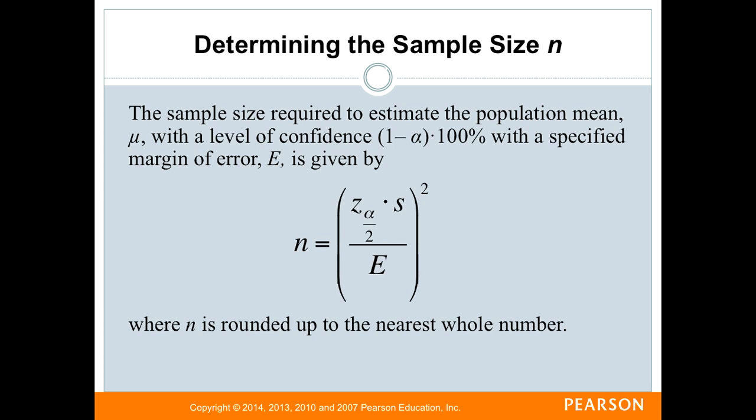So if we're trying to calculate sample size, we cannot possibly know what the degrees of freedom are. So what we have to do is use the normal distribution in order to do this sample size calculation. And again, when we use this formula, we always have to round up to the nearest whole number.